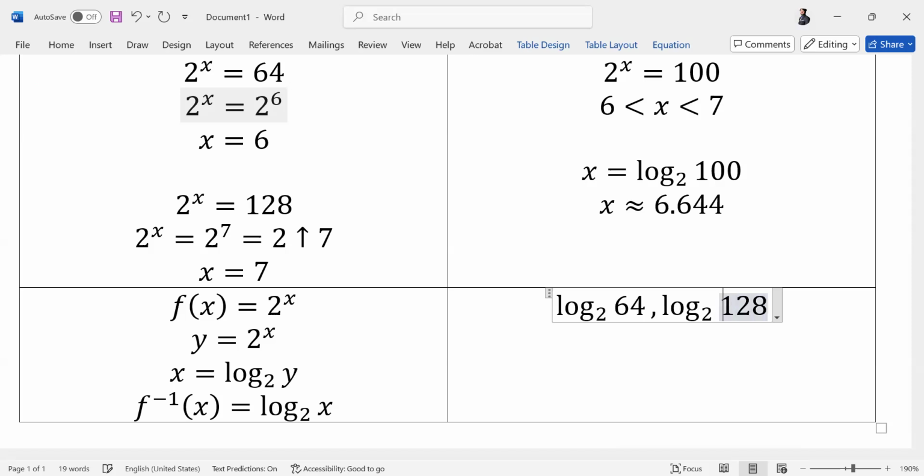128. इसी तरह ये क्या आएगा? 7. Very good. Without using your calculator, once you know what it means, then you can make it easy for yourself. Log lagana, hatana, everything will become very easy. Do not worry, we'll discuss all about that. But we'll understand it as an inverse of exponential function.